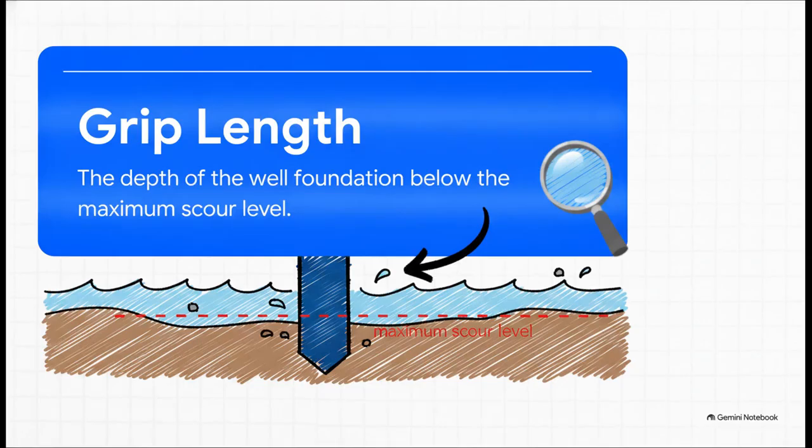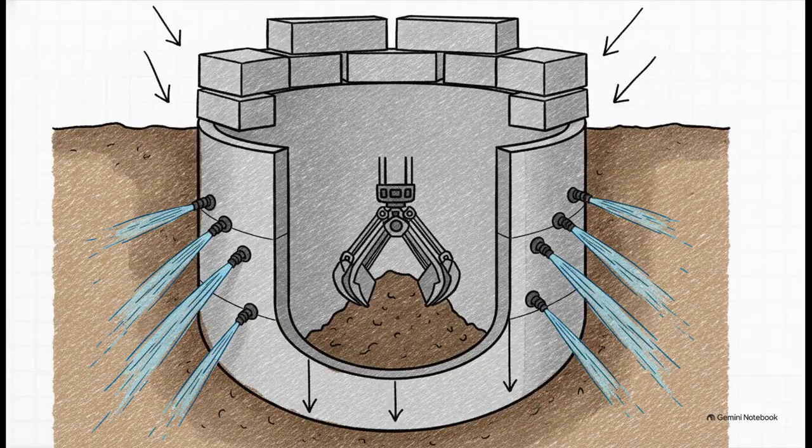And this brings us to a really vital term for the safety of the entire structure: grip length. This isn't just the total depth of the well. It is specifically the depth of the well foundation below the maximum scour level. Rushing river water is unbelievably powerful, strong enough to wash away the top layers of the riverbed. If the grip length isn't deep enough below that eroded line, the entire bridge could be compromised by lateral forces and tip over. So how do they actually force this colossal concrete body deep into the earth?